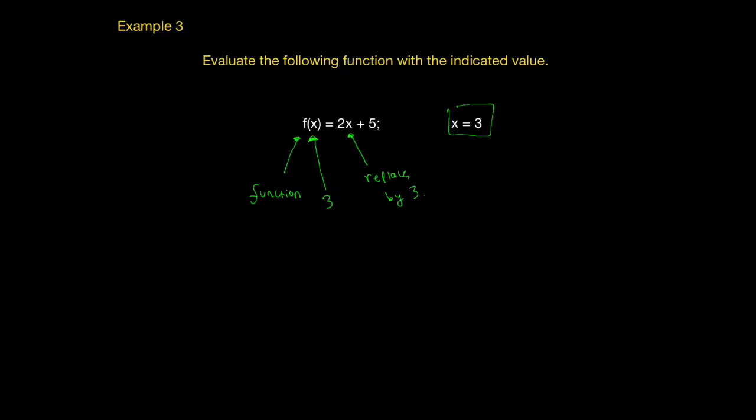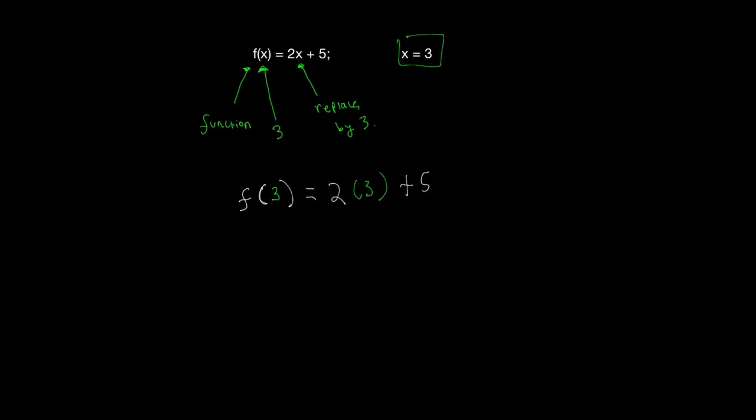Let's rewrite this. We're going to write f of 3. That's going to equal 2. We're not going to write x anymore. We're going to write 3. So 2 times 3 plus 5. So just some caution here on the left. This is not f multiplied by 3. This is f of 3. f of 3. That's my left hand side.